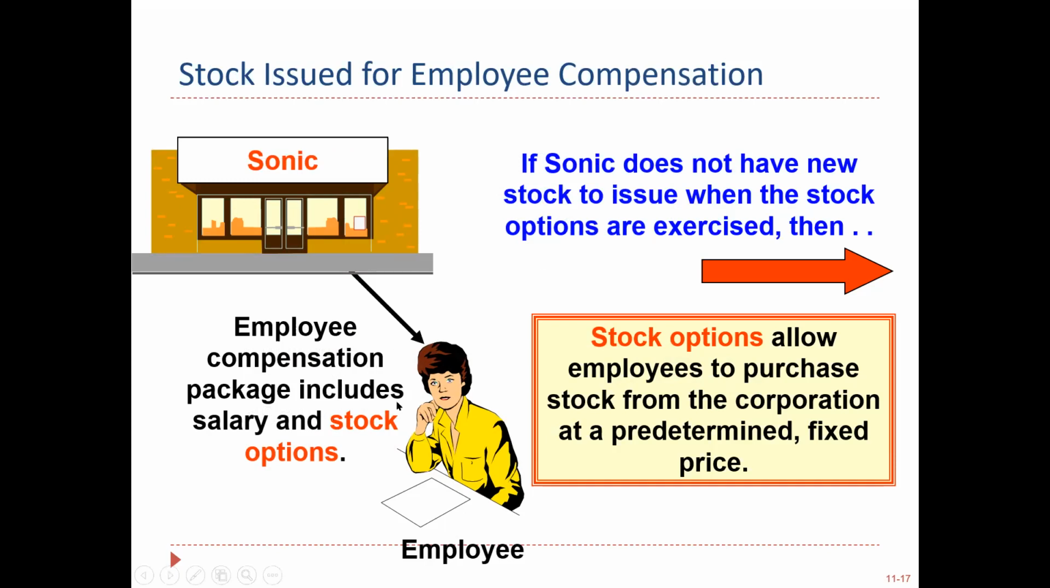Let's just talk about stock options briefly. A stock option is a very nice thing to receive. Stock options allow employees to purchase stock from the company at a predetermined fixed price. The way it works is this: you work for a company like IBM, and part of your package is that you are given 1,000 stock options. Those stock options say that you can buy that stock anytime you want at $50 a share, no matter what the stock is selling for.